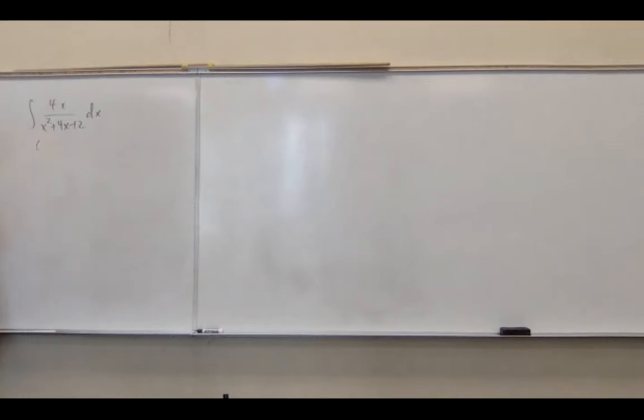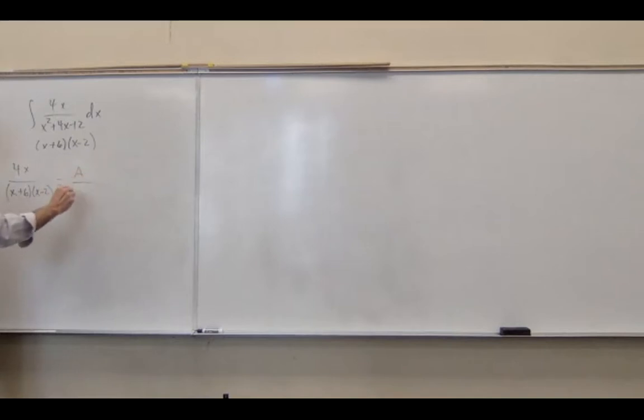So, this is a rational function, perfect for our current technique. We need to factor the denominator, which looks to me like x plus 6, x minus 2. That look right to you? So we're going to decompose 4x over x plus 6, x minus 2. We're going to write it as some number over x plus 6 plus some number over x minus 2.